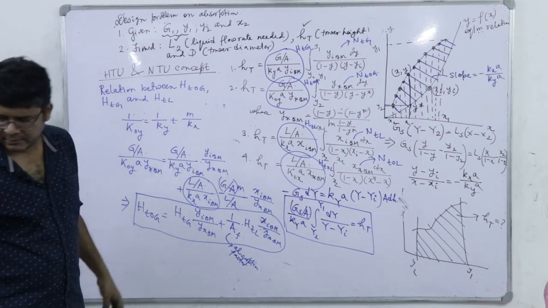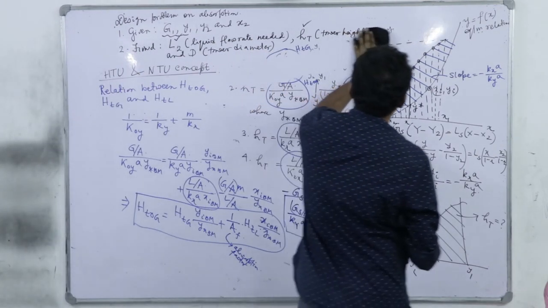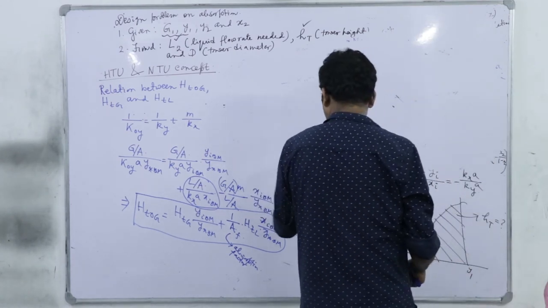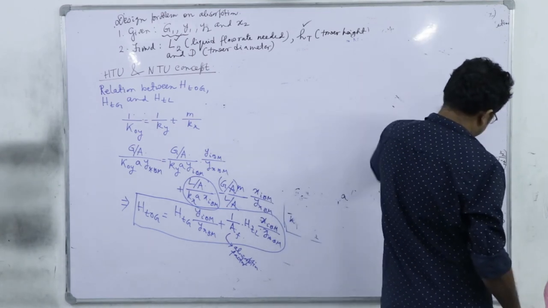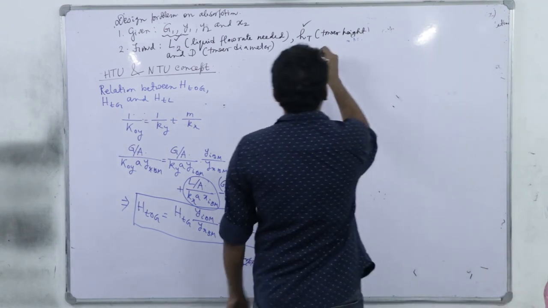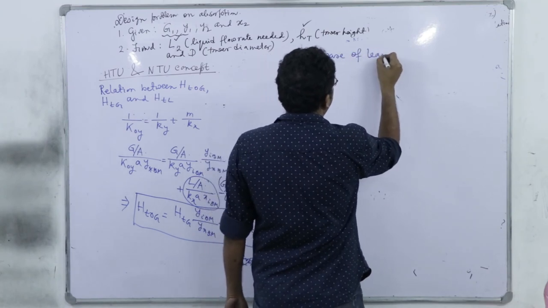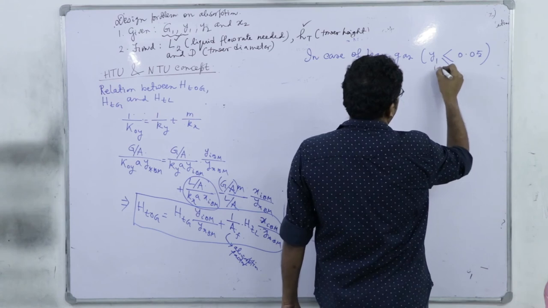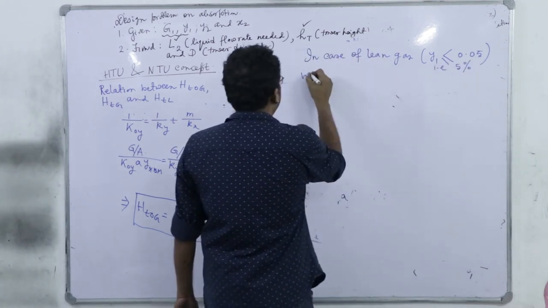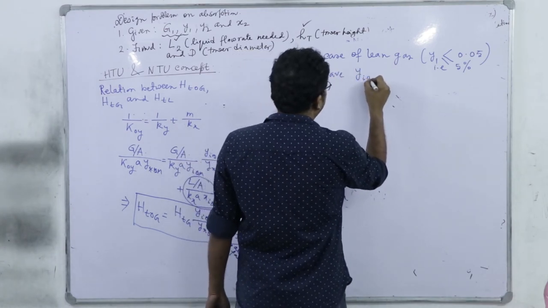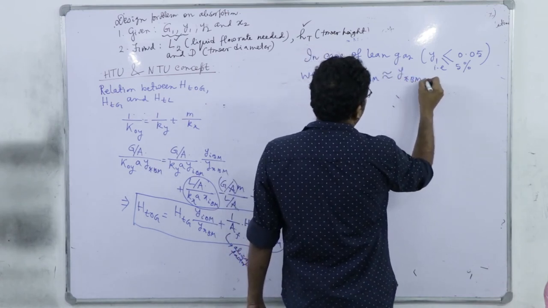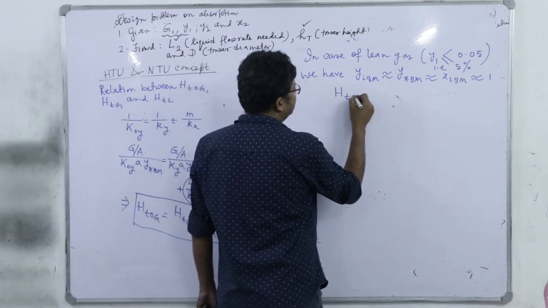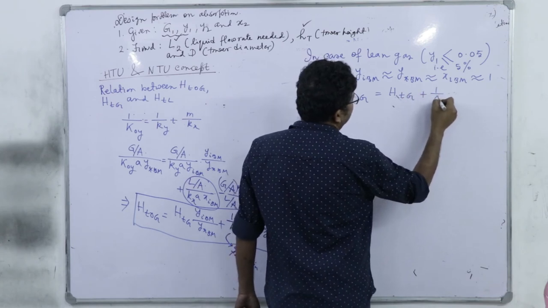Now, you see that if it is a lean gas, what does lean gas mean? If the inlet mole fraction or mass fraction of this gas is less than 5%, then it should be referred to as lean gas. So, in case of lean gas, Y1 is less than or equal to 0.05, that is 5%. We have this YIBM, Y star BM, XIBM all equal to 1. So, the relation becomes HTOG equals HTG plus 1 by A, HTL.